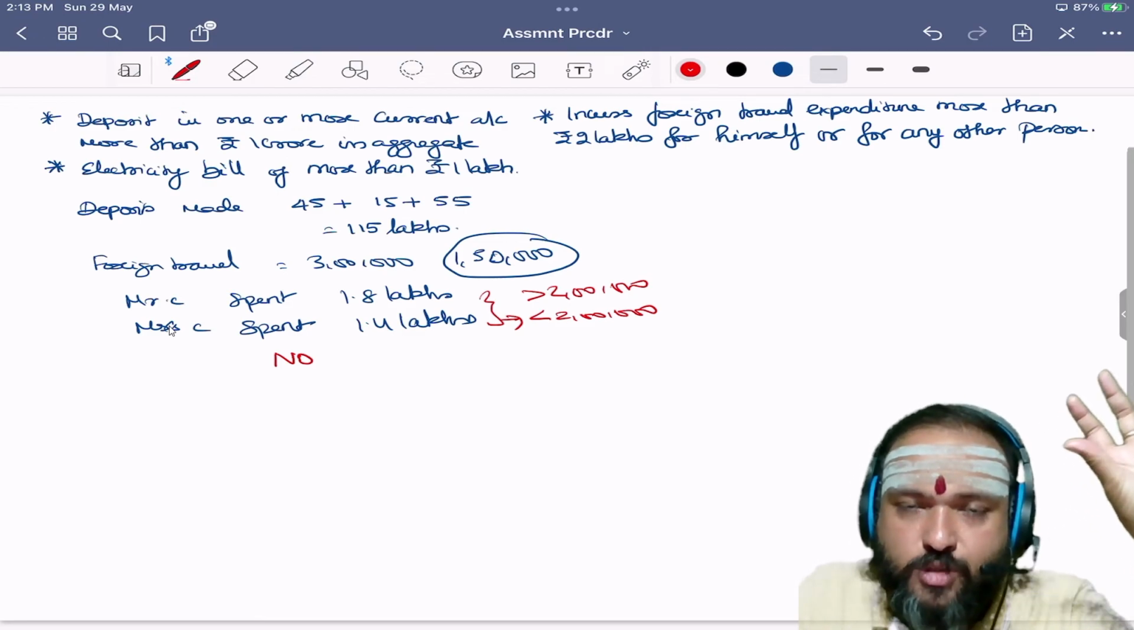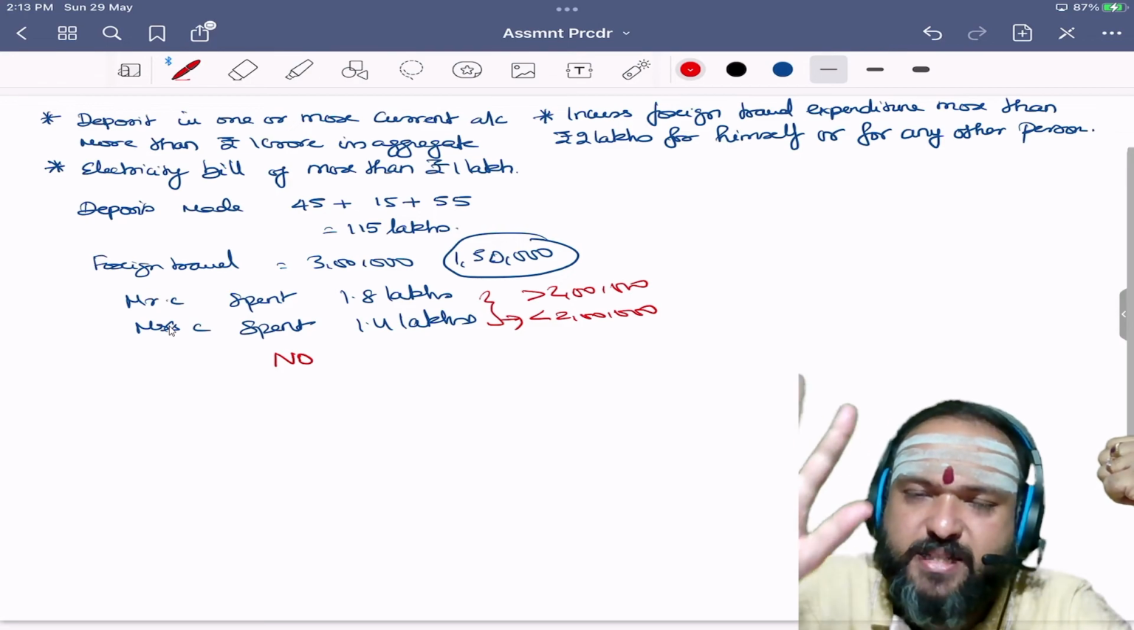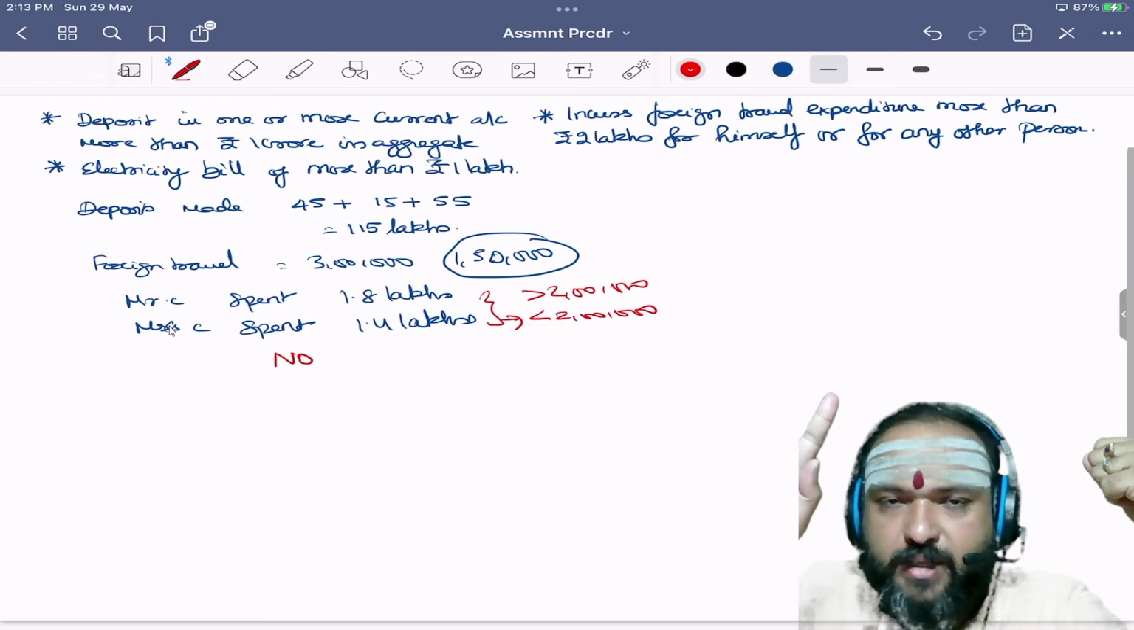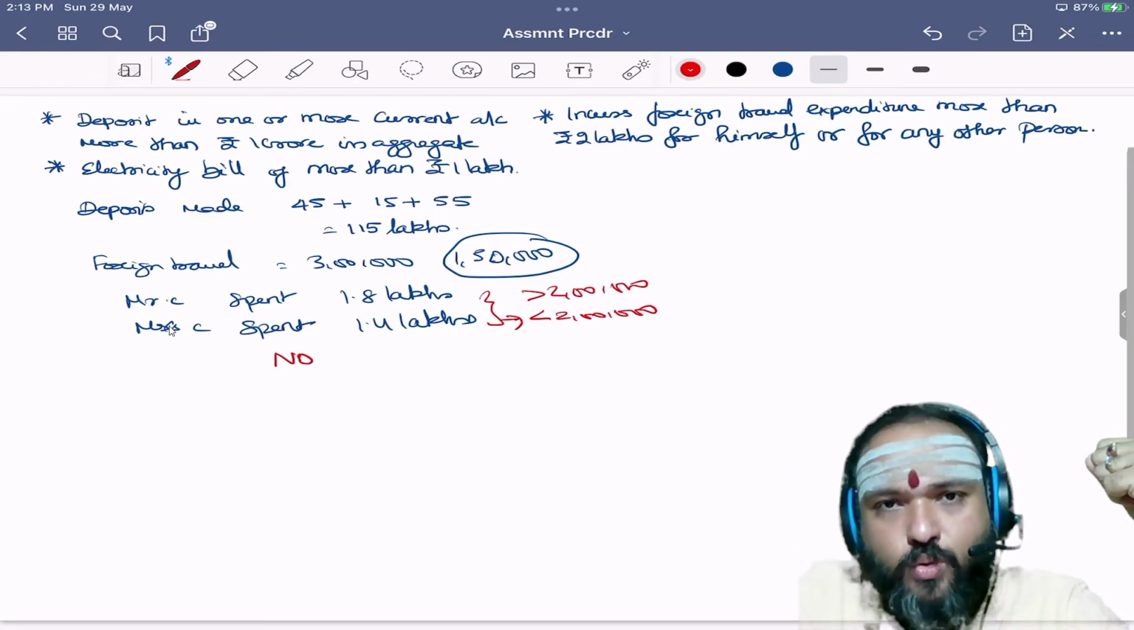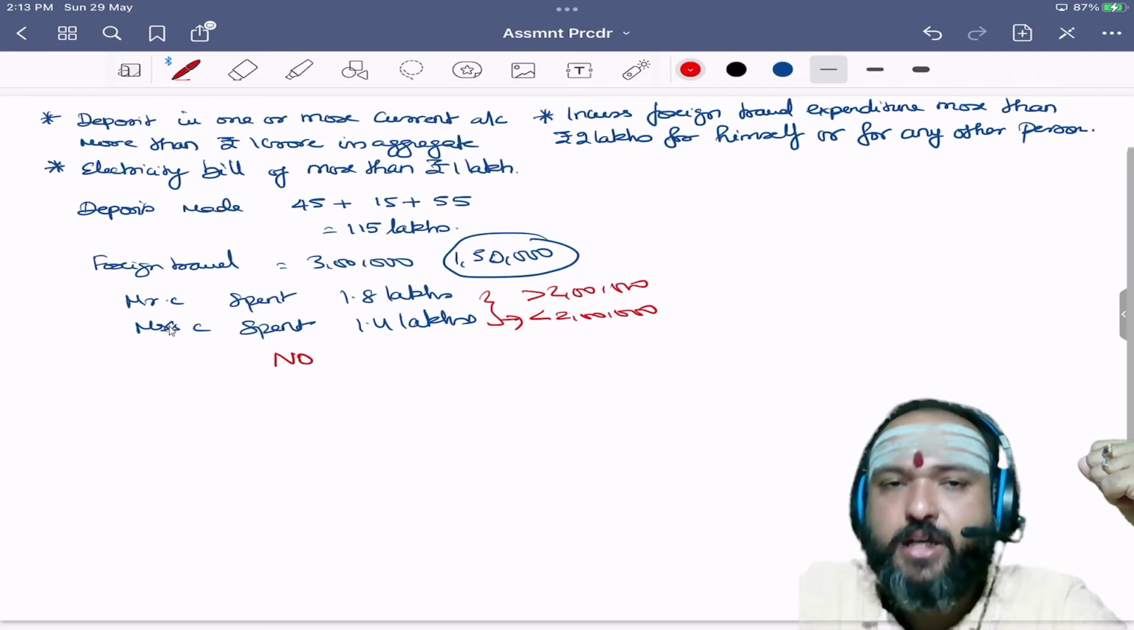So what have we understood? What are all the cases where return filing is mandatory? Case number 1, companies are mandatorily required to file the return of income. Case number 2, partnership firms including LLPs are mandatorily required to file the return of income.